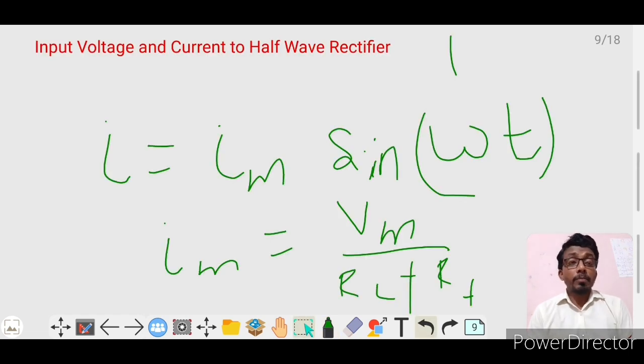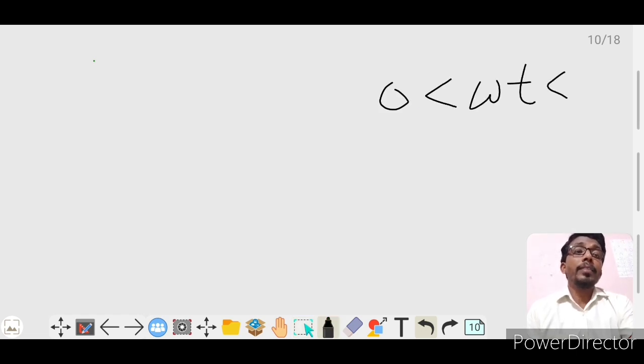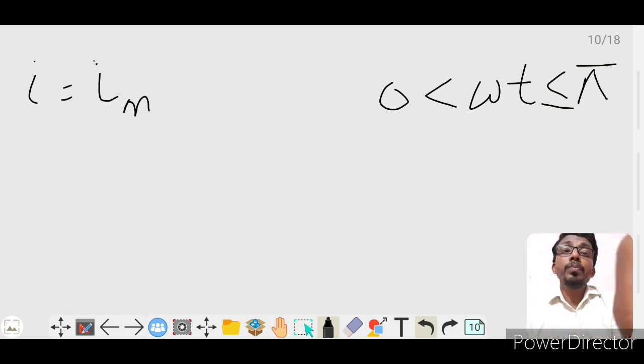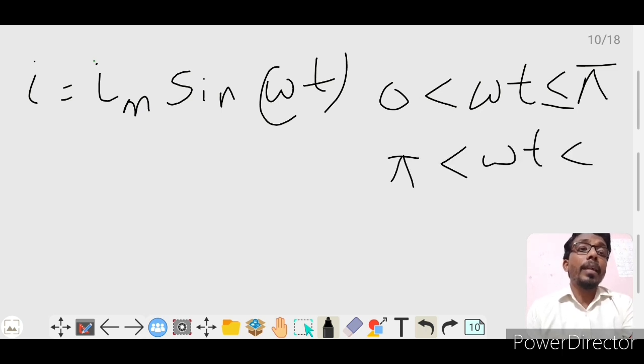Although we have written this equation, it is not very correct for a half wave rectifier, because for a half wave rectifier we have two cycles. One is when omega t is greater than 0 and less than or equal to pi. For this cycle, our diode will conduct and we will have I equals Im, the maximum current, times sine omega t. But this is not the situation for the other cycle, when omega t is greater than pi and less than or equal to 2 pi.